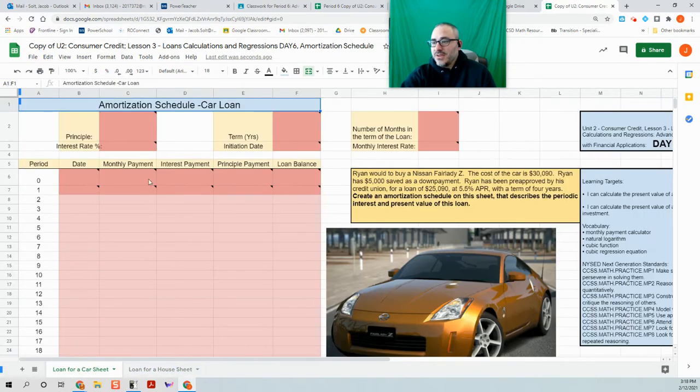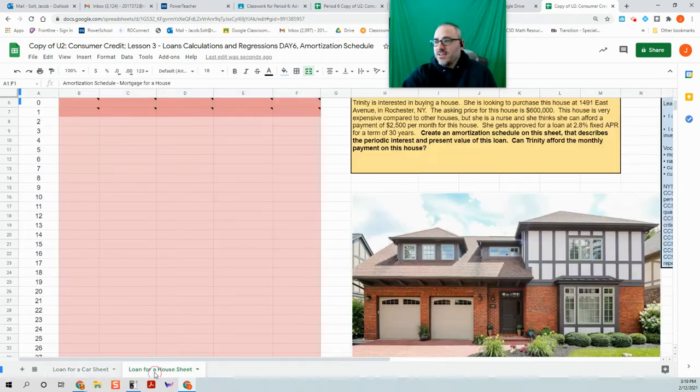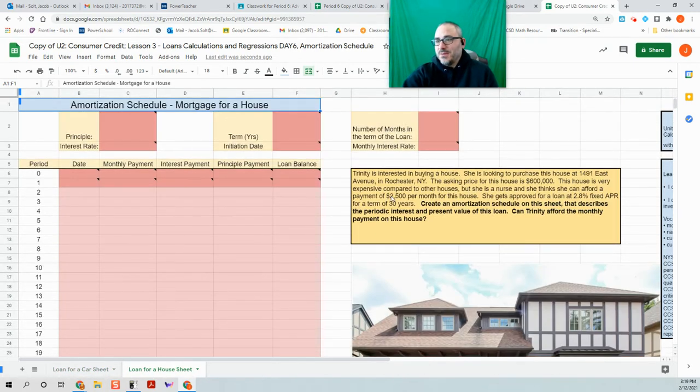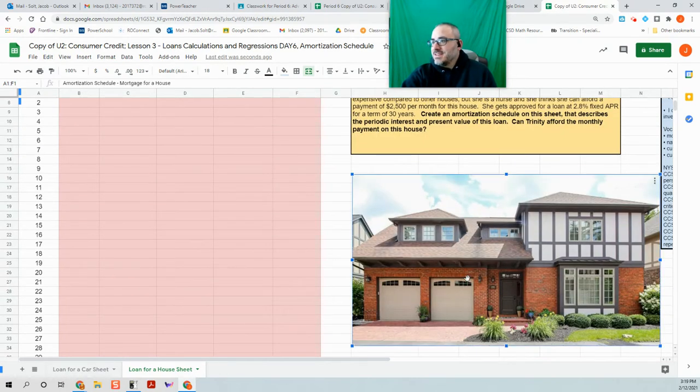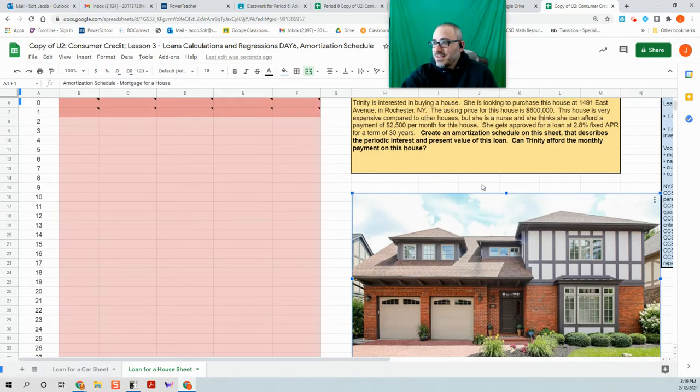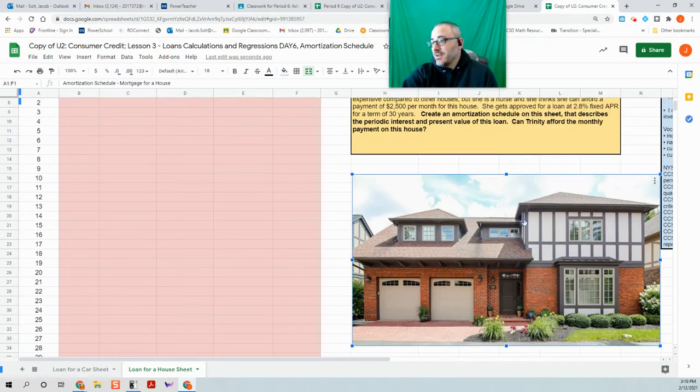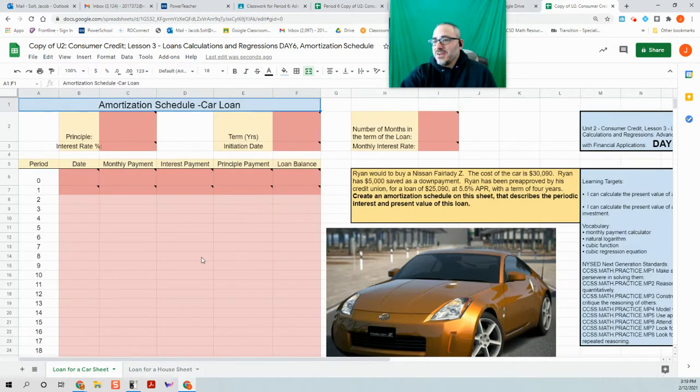This situation, we're going to create an amortization schedule for Ryan and his buying a Nissan Fairlady Z. We did this one in class, and then the project is for you to do the exact same thing for a mortgage on a house, right? And then this is a house actually for sale right now on East Avenue, I believe. It's going for $600,000. So if you're in the market for a really nice house on East Avenue, all right. So here goes.